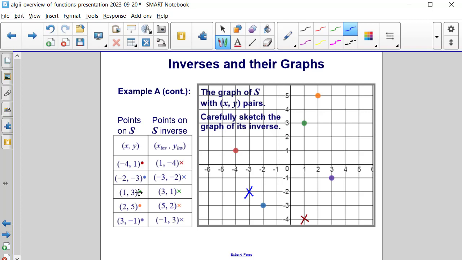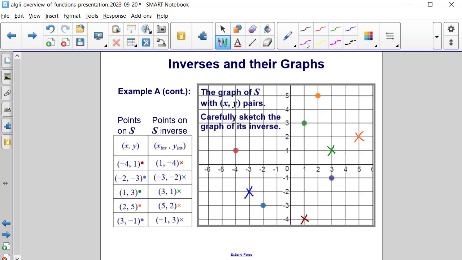Now we have the point 1, 3. Its inverse was 3, 1. So 3, 1, we'll put an X here in green. And now we have 2, 5 in orange. So its inverse will be 5, 2, right here. Now we have our point 3, -1.